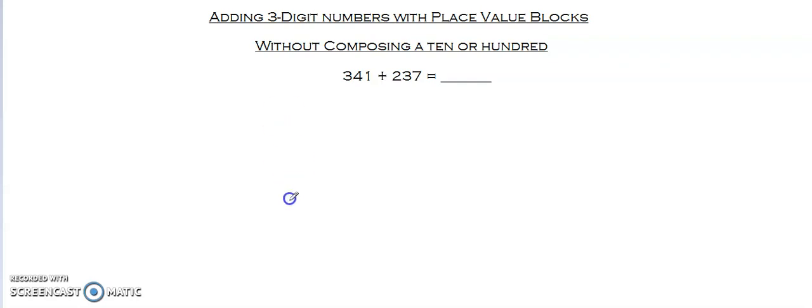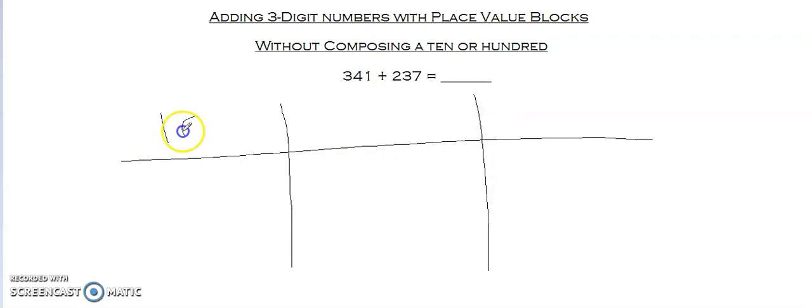So the first thing we need to do is I like to draw a chart so I can keep track of my hundreds, tens, and ones so they don't get all mixed up. It makes it easier to count, and less mistakes are made that way.